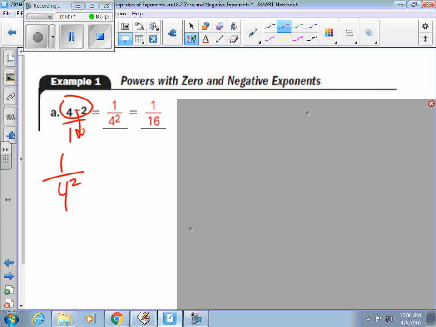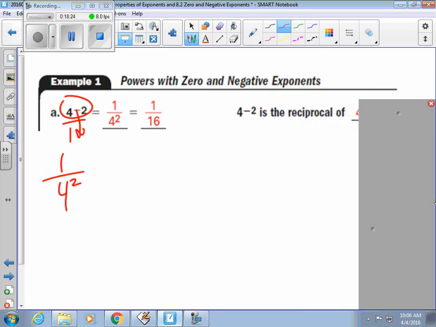Or multiply it by the reciprocal if you need to think of it in that form. The other one, 4 to the negative 2 is the reciprocal. That's just what it's saying. It is the reciprocal of 4 squared. So 4 squared would be 16. The reciprocal is 1 over 16.